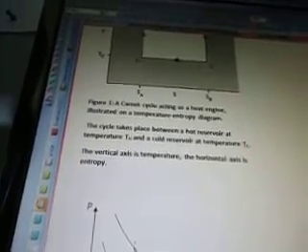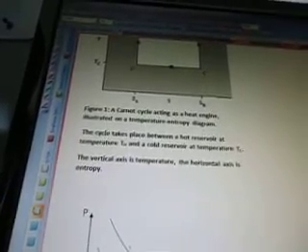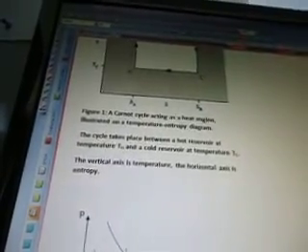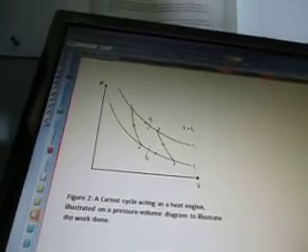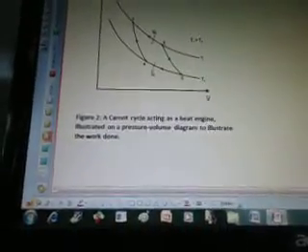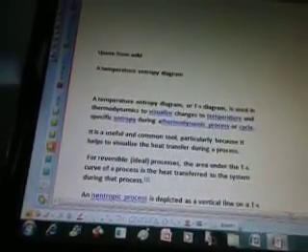The cycle takes place between a hot reservoir at temperature TH and a cold reservoir at temperature TC. The vertical axis is temperature, the horizontal axis is entropy. There's a figure 2: a Carnot cycle acting as a heat engine, illustrated on a pressure-volume diagram to illustrate the work done, and a temperature-entropy diagram.